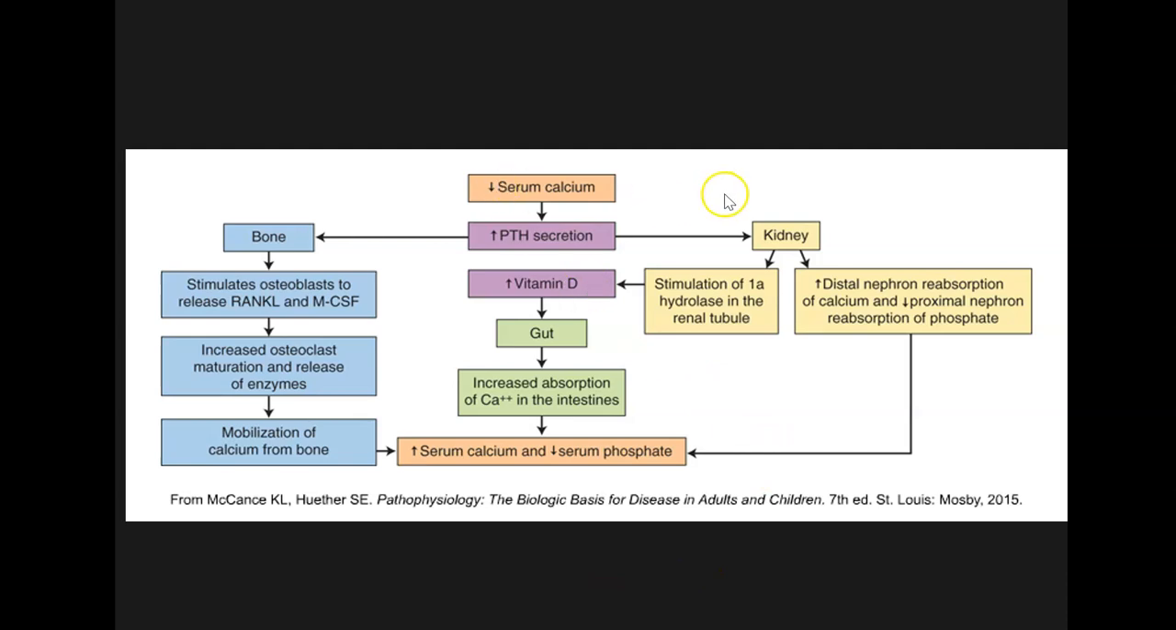So what happens is they perceive a decreased amount of serum calcium, which then increases the parathyroid hormone secretion. That will go and act on the kidneys and on the bones. On the bones, it will cause the release of calcium basically from the bones, and that will increase the serum calcium. From the kidneys, it will stimulate 1-alpha-hydroxylase in the renal tubule to reclaim some calcium and also to make vitamin D, increase vitamin D.